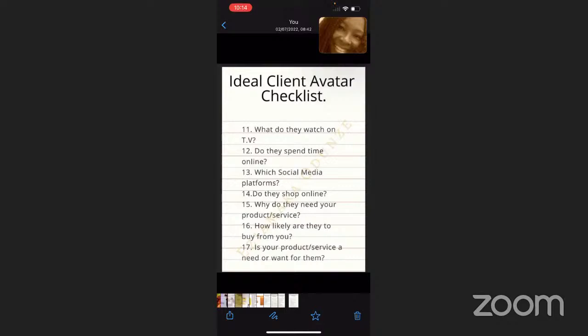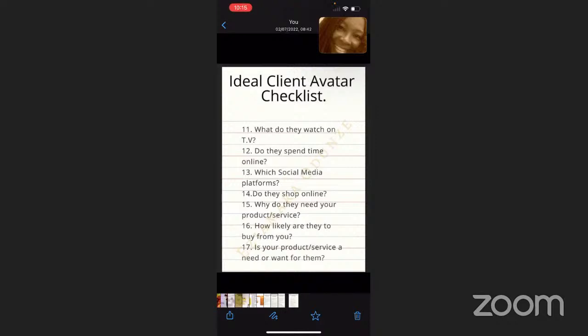You need to know. Then number 15, why do they need your product and services? You need to have an idea. Why does this person need your product and service? Then number 16, how likely are they to buy from you? What do you think this person will be able to buy from you? And you need to be very, very sincere with that, because if not, then we'll have to find out why and then give you a solution to that.